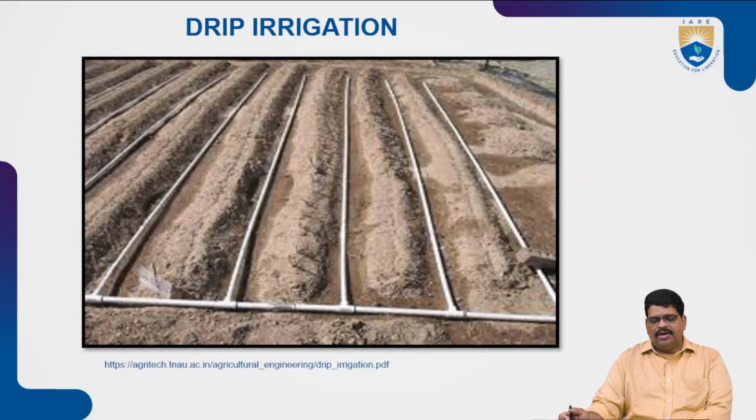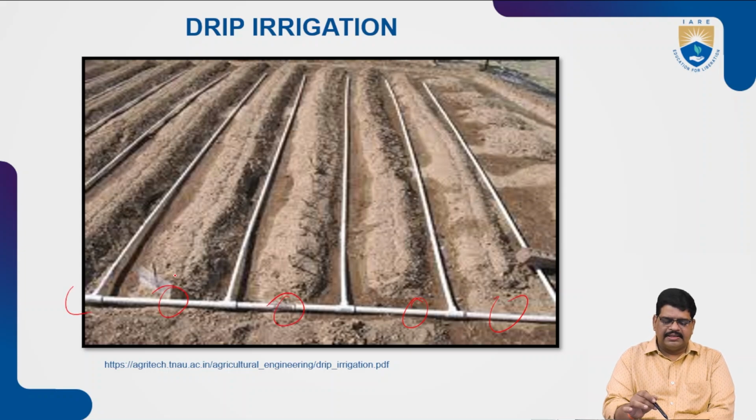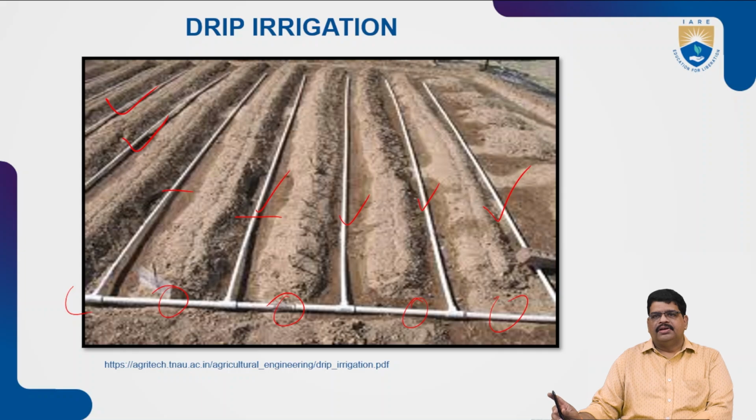Let us see it in the figure, so it is easy to understand. This is the main line provided here. From the main line, the sublines are taken off like this. These are the sublines, and this is another subline, and another, and another. These sublines are provided for the drip irrigation system. So this is the main line to subline.